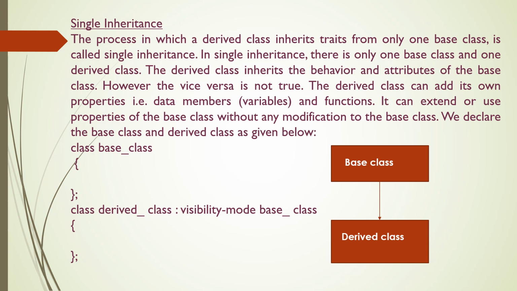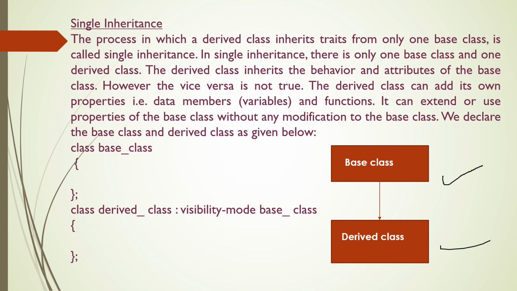Single inheritance. In the concept of single inheritance, the derived class can inherit the properties of the base class, but the base class cannot inherit the properties of the derived class. And in single inheritance, the main thing we have to remember is there will be one base class and one derived class. Okay, so this concept is known as single inheritance.